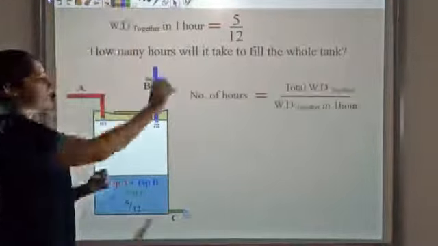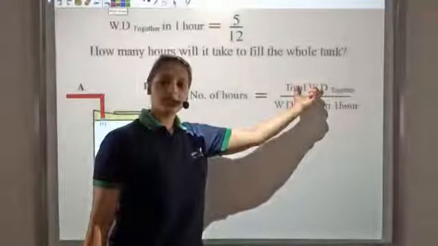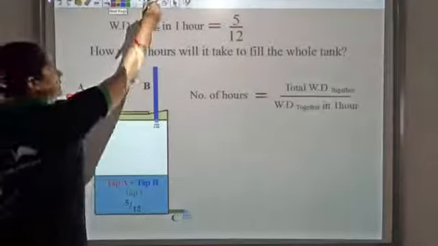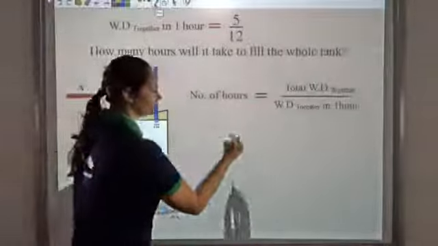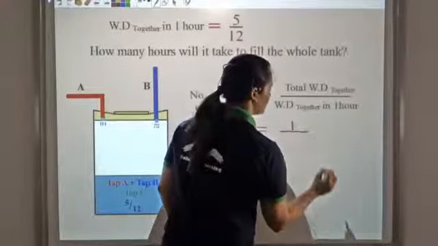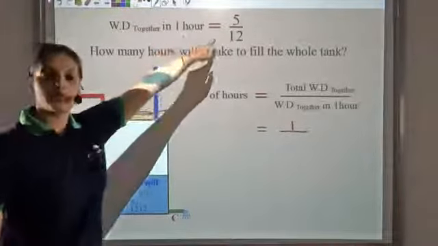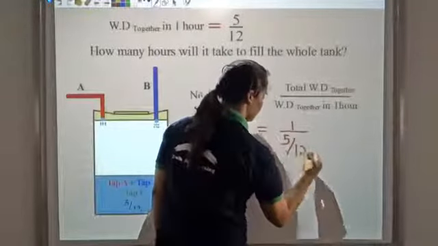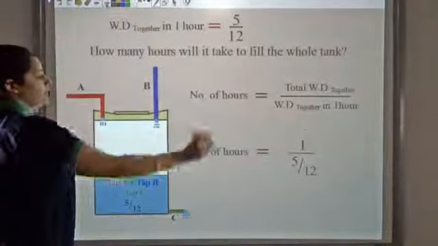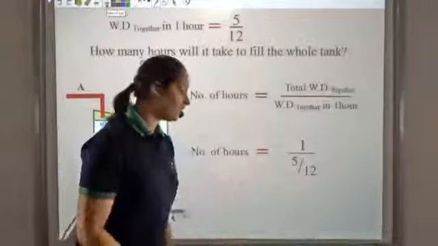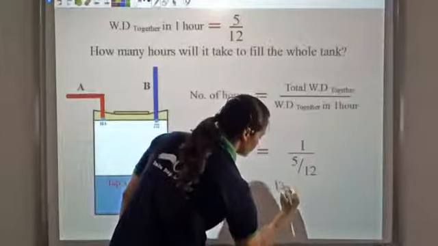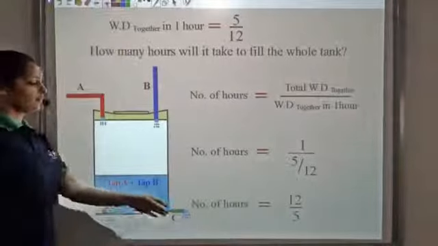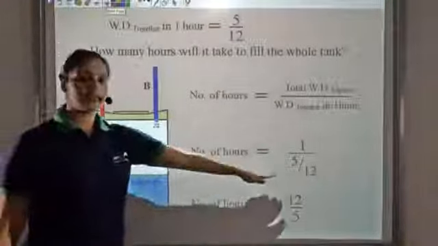So the number of hours is nothing but the total work divided by the work done together in 1 hour. The total work that has to be done is filling this tank, which is 1. The work done together in 1 hour is 5 by 12, which we just found. So the number of hours is 1 divided by 5 by 12, which is equal to 12 by 5, the reciprocal of 5 by 12. So the number of hours to fill this tank completely is 12 by 5.